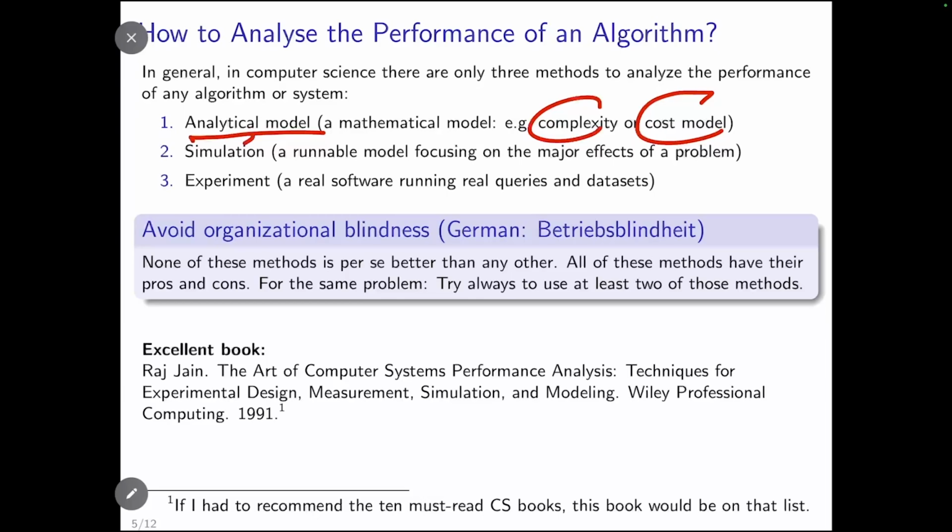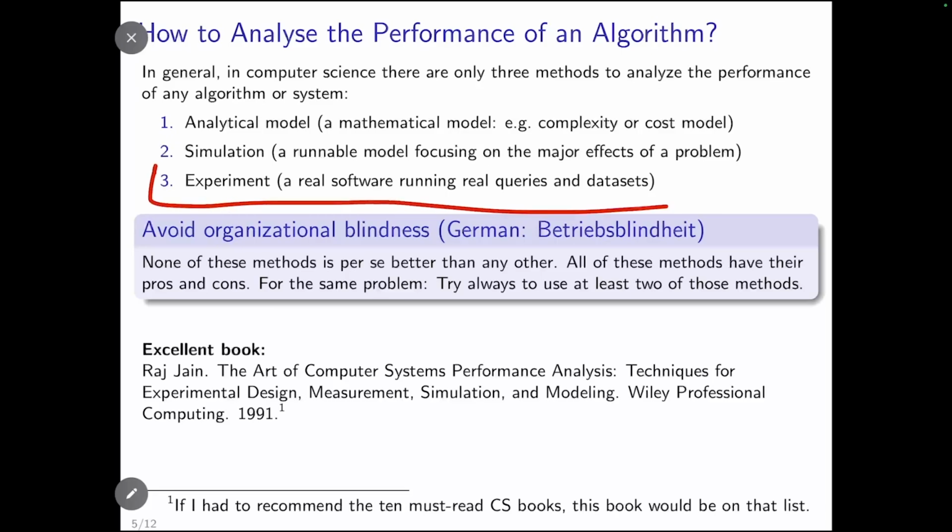The second is simulation. So you simulate your algorithm somehow, the effects, what it would be doing, and you try to simulate the performance characteristics. And the third is running an experiment. Experiment meaning you really implement the stuff in the best way possible, in the most realistic way possible, with real queries, with real data sets. If you get access to that, it's a different story, but that's what you should be doing. And that's important to keep in mind.